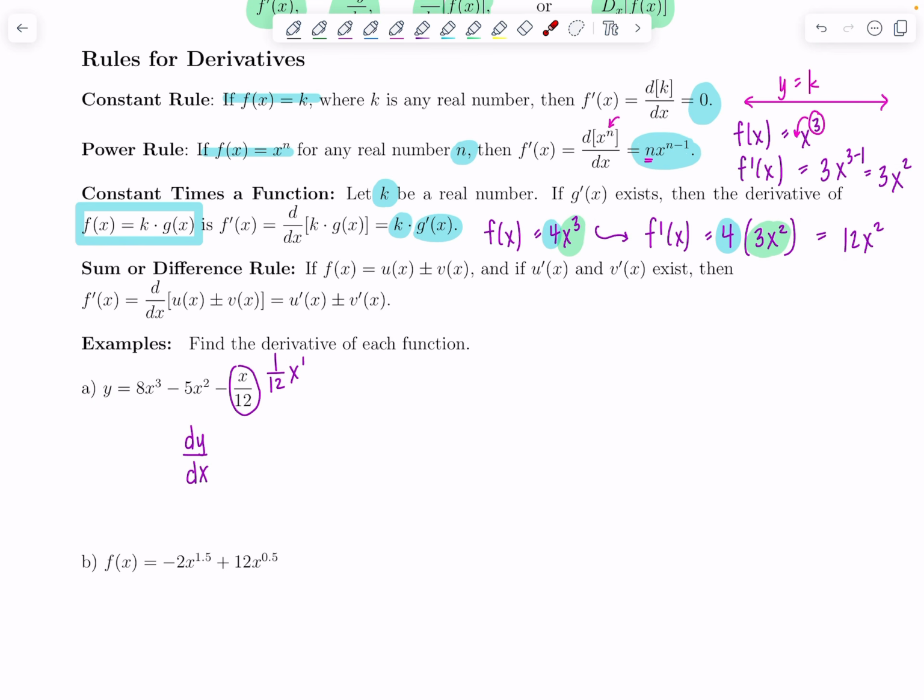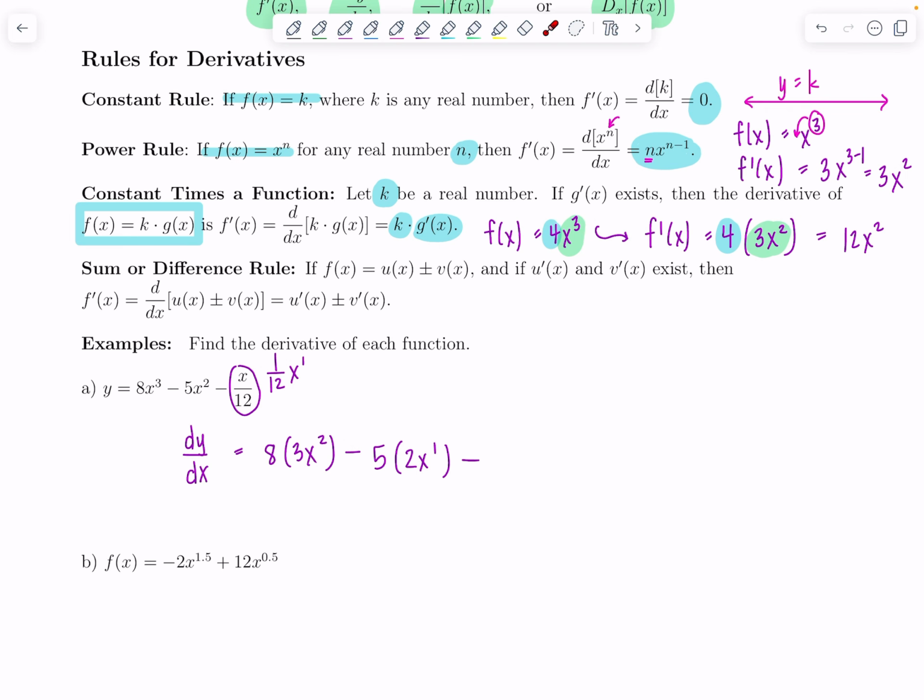Let's go term by term. So 8x cubed, that 8, you're just gonna leave him alone. He's just hanging out, coming along for the ride. And then I need to multiply that by the derivative of x cubed. So you bring the 3 down front, and then you're gonna have x raised to the second power now. Minus, now 5 is just hanging out. I'm gonna multiply by the derivative of x squared. So you bring the 2 down front, and then you're gonna have x to the first power now.